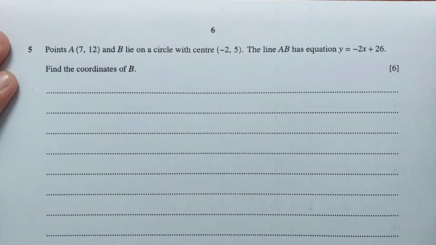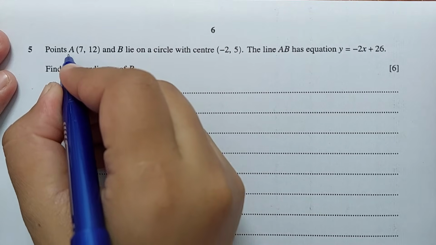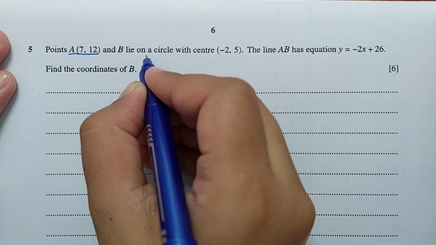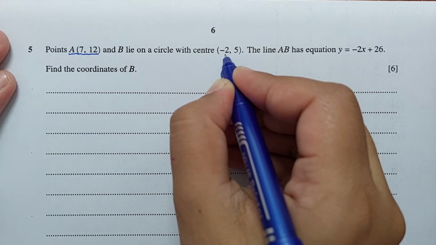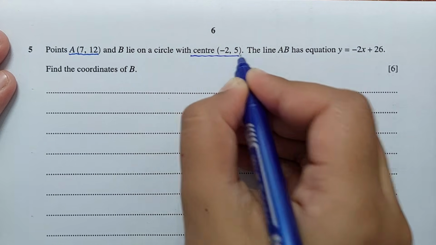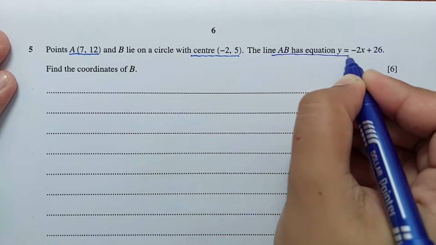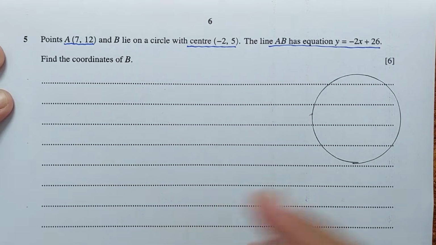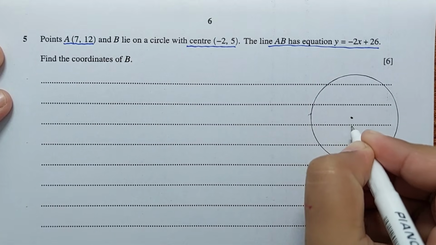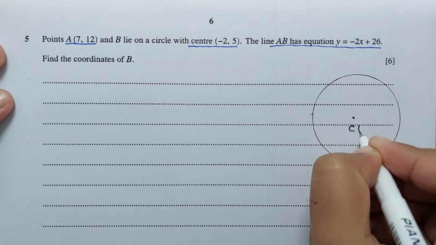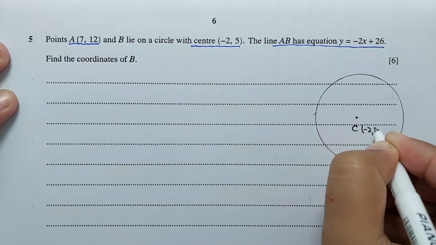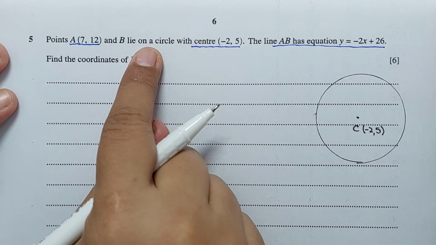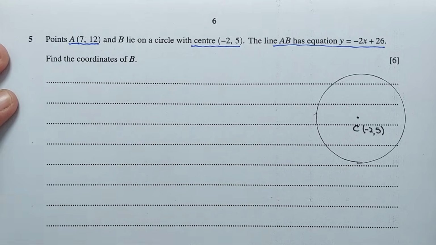Question number 5. Points A, which is (7, 12), and B lie on a circle with the given equation and center. The center of the circle is given, and the line AB has the given equation. Find the coordinates of B. Let's say this is a circle, and its center has x coordinate -2 and y coordinate 5. Points A and B both lie on the circle, right?